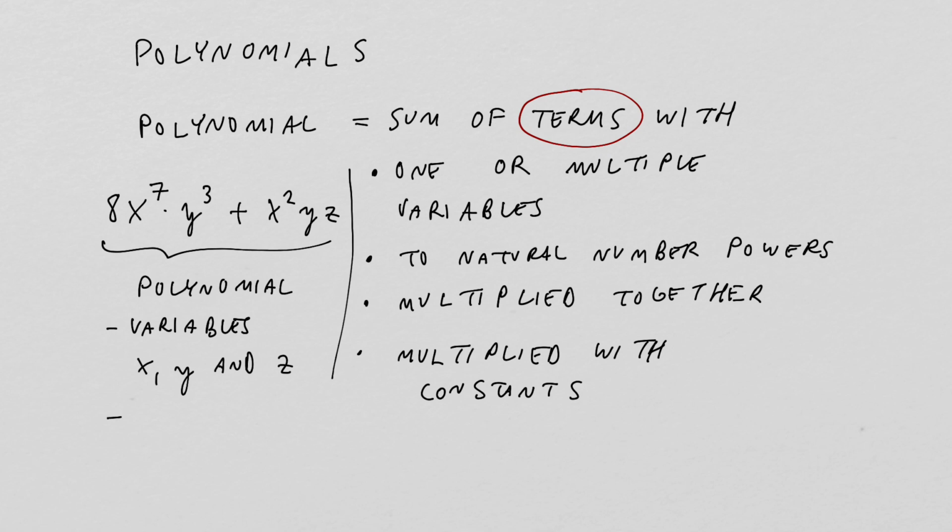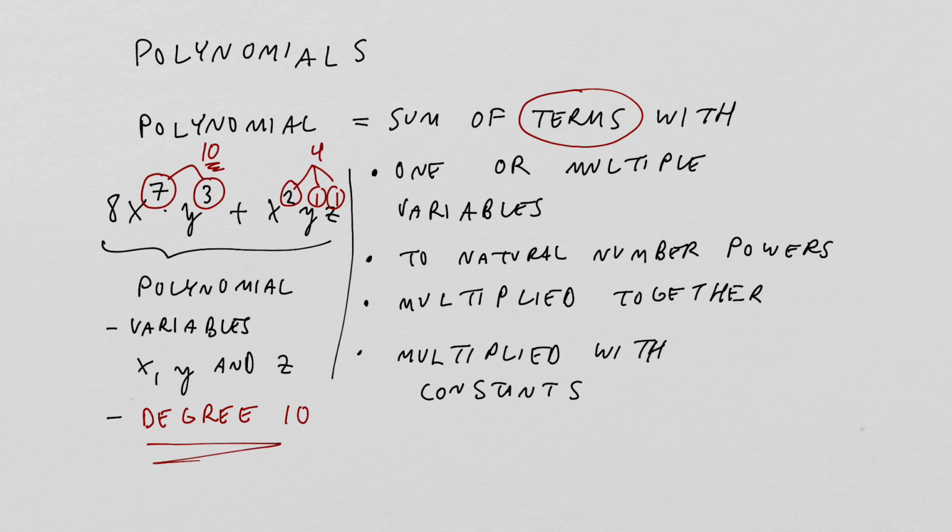and a very useful notion is the notion of a degree. We look for the highest total power. Well, the power of x here would be 7 and the power of y is 3, so together these powers would make up 10. Here the powers of x, y, and z are 1s, and together these powers would make up 4. Well, 10 is larger than 4, so this polynomial has degree 10.